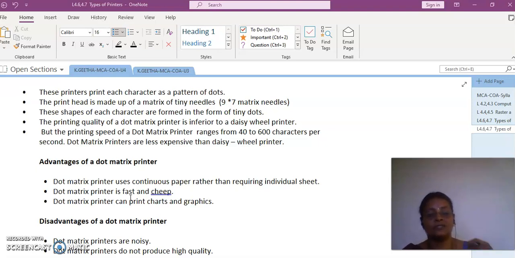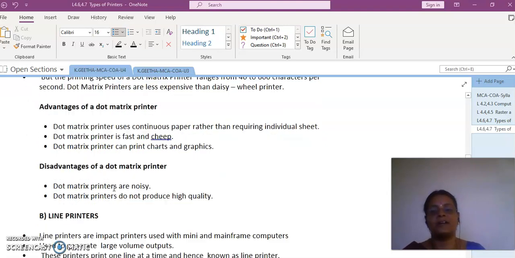So there is no restriction as we had seen in the previous case, where only a typical set of characters will be printed. Whatever fonts we have engraved in the print head, that alone will be printed. Whereas in the case of the dot matrix printer, by projecting the appropriate dots in a matrix, we will be able to generate any type of text or any type of graphics. So all these are claimed to be the advantages of the dot matrix printer.